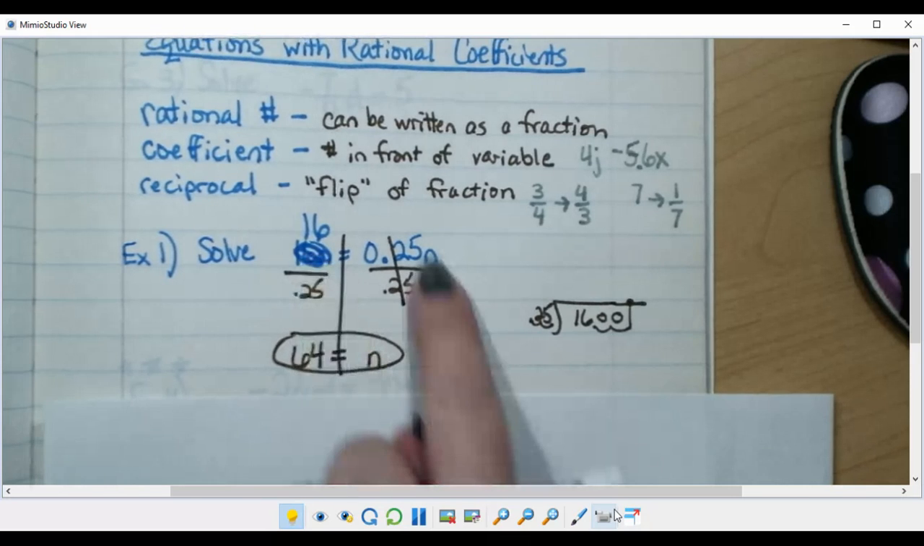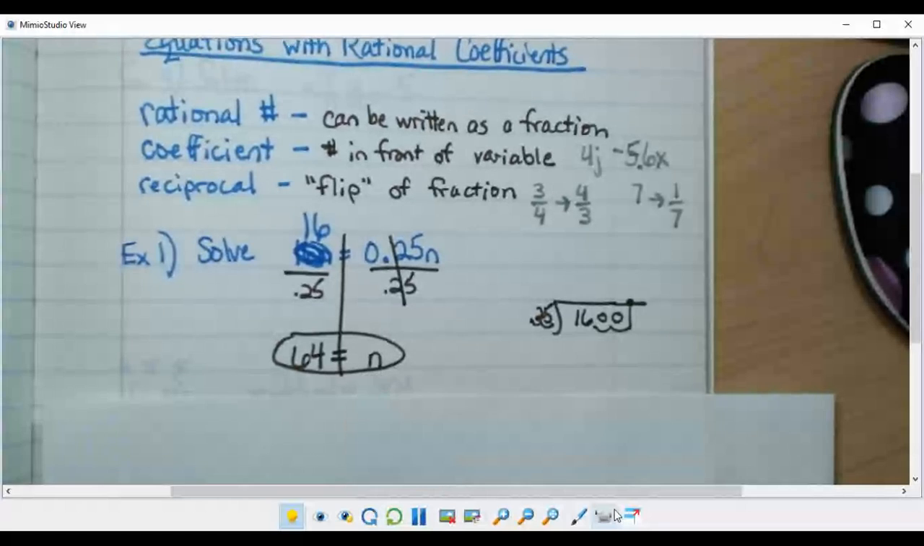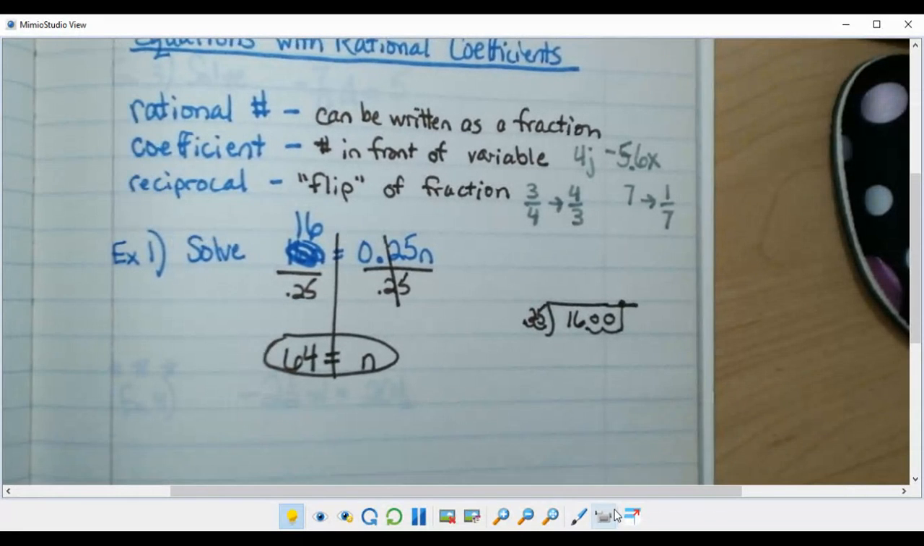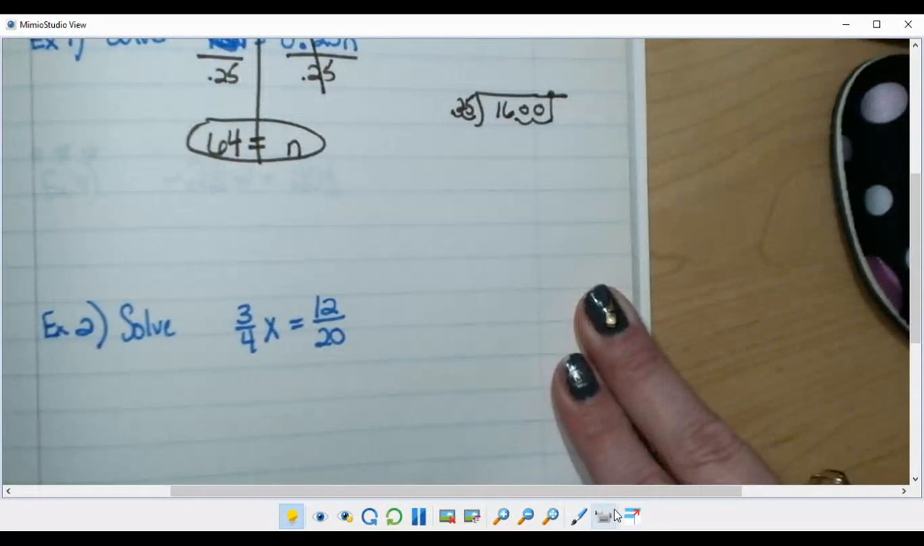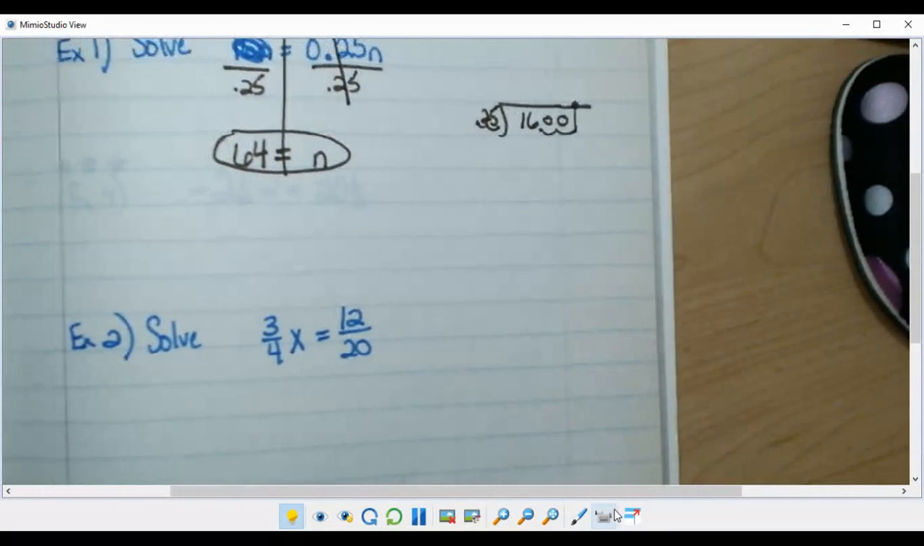All right. The decimals, I think, are pretty straightforward because it's just a simple division. Even if there was a negative sign involved, it's still fairly straightforward. All right. Let's talk about fractions as your coefficient. This is where the reciprocal comes in.